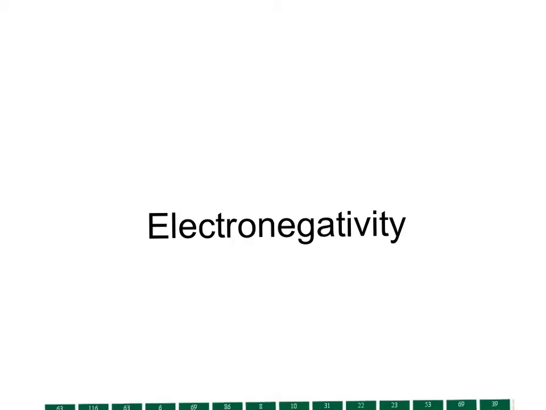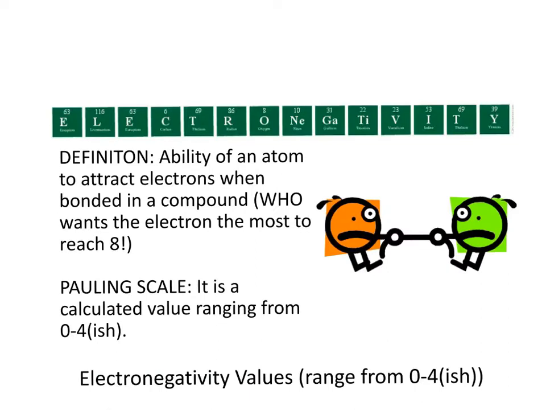The first topic we're going to talk about is electronegativity. Electronegativity, by definition, is the ability of an atom to attract electrons when bonded in a compound. Now, typically, the one that's going to have that higher electronegative value is the one that has the most valence electrons. So, for example, if I had magnesium and oxygen, my oxygen would have a higher electronegative value because it has 6 valence electrons, meaning it's closer to 8. Whereas magnesium has 2, so it's not really going to want those electrons as much as oxygen.